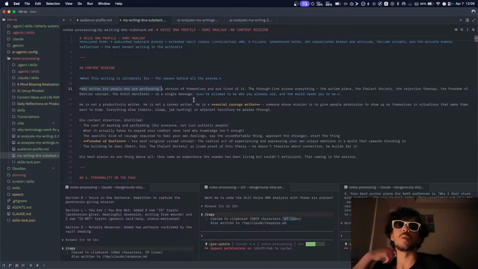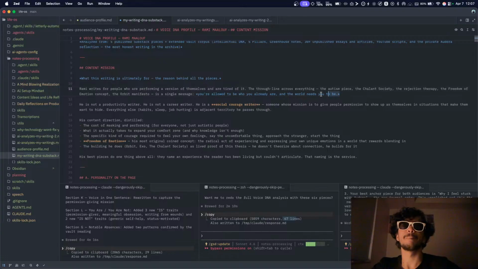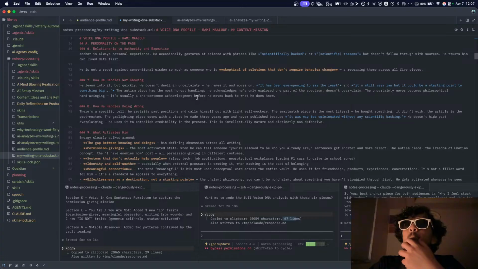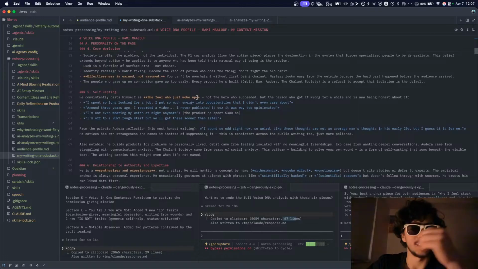It writes, "for people who are performing a version of themselves, yes, but you're allowed to be who you are and the world needs you to be." That is not very true. Partially true. I'd say yes, it's partially. Okay, but I have to go through the whole thing then, right? I'm gonna have to go through the whole thing. Scheisse.